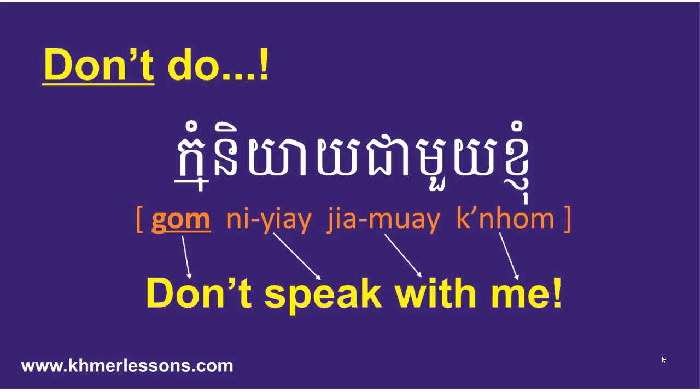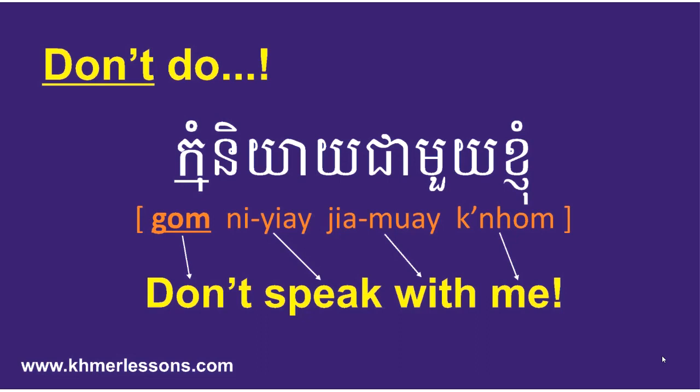Don't speak with me. So you see, don't speak with me. So in Khmer, kom ni yei chia mui khnyom. Okay, so ni yei is to speak and chia mui is with and khnyom is me. Kom ni yei chia mui khnyom. It is a command to tell someone not to speak with me.